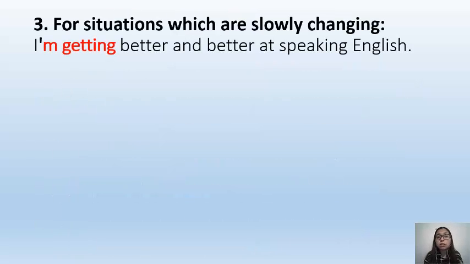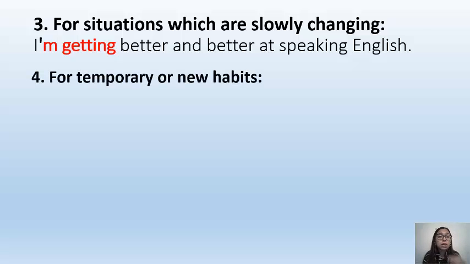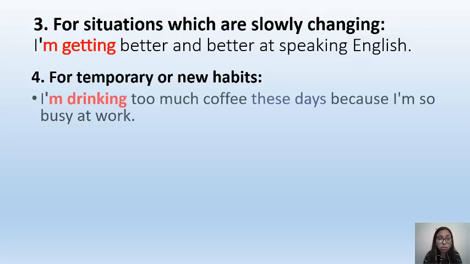Then we can also use it to talk about situations that are slowly changing. For example, if I say, I am getting better and better at speaking English. That situation is changing all the time, and that is why we can use the present continuous form. Then we can also use it to talk about temporary or new habits. For example, I'm drinking too much coffee these days because I'm so busy at work.